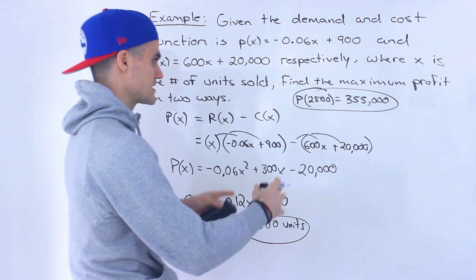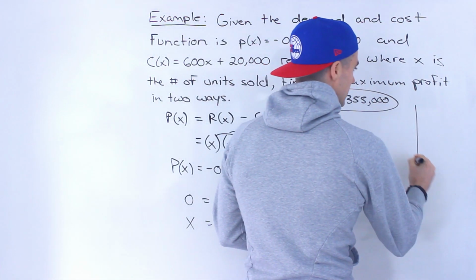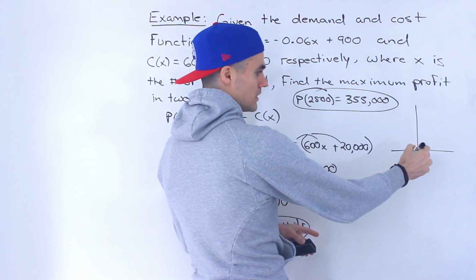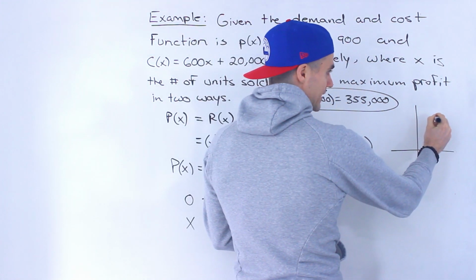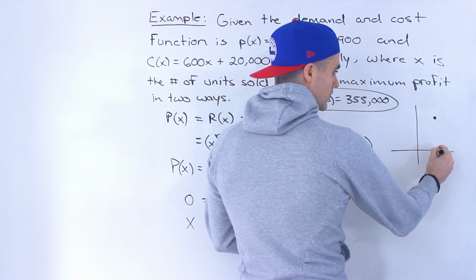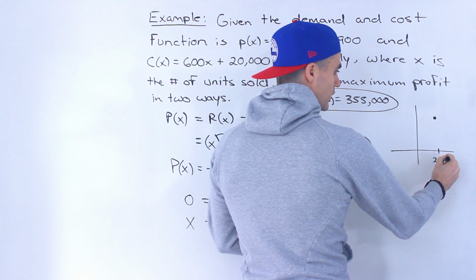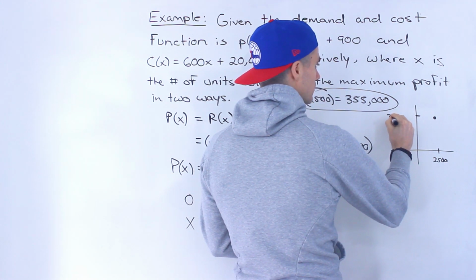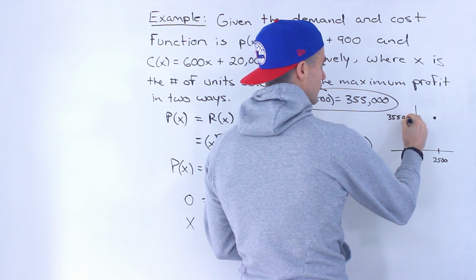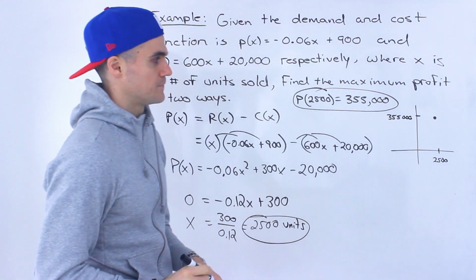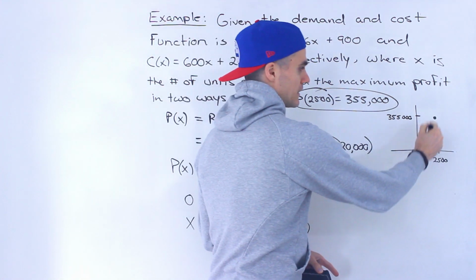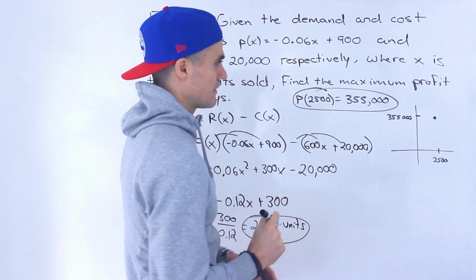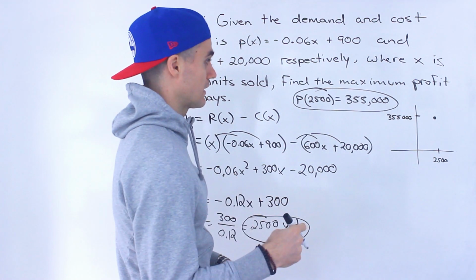If you were to take this and graph it, basically you'd end up with a quadratic that's opening down, and the maximum point would be at 2,500 units, and then the y value of that maximum point would be 355,000, like that, right? And it would be opening down. I'm not sure what the intercepts would be, but that's not as important in this question.